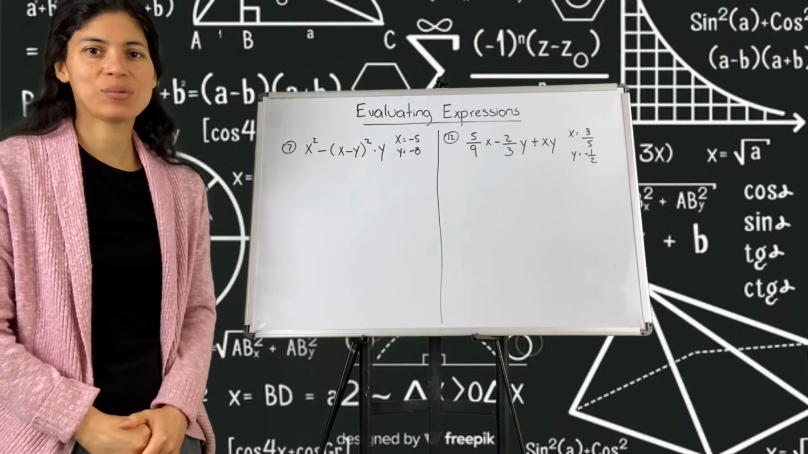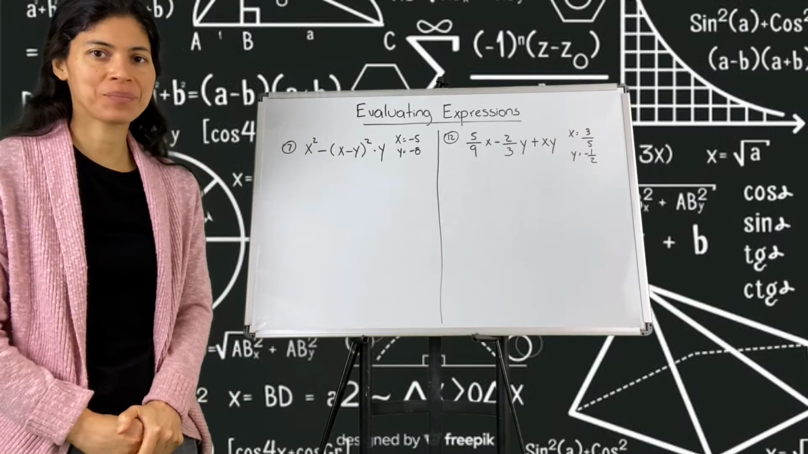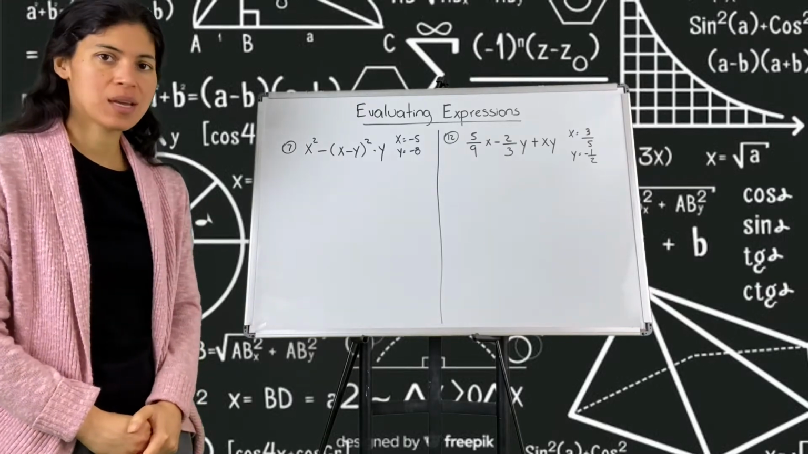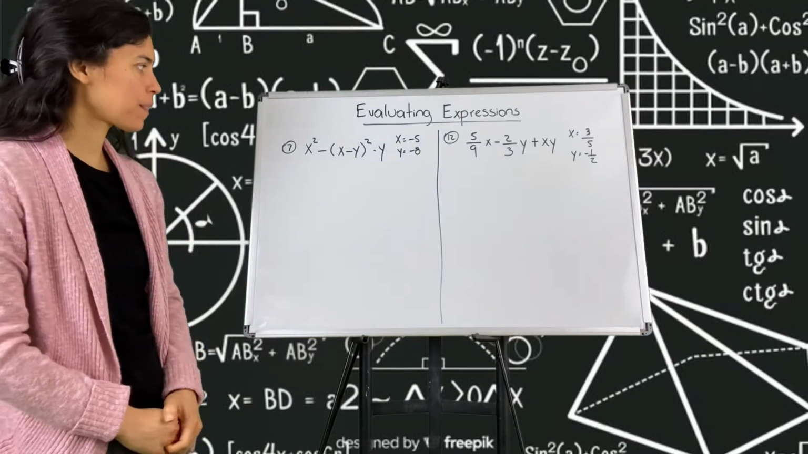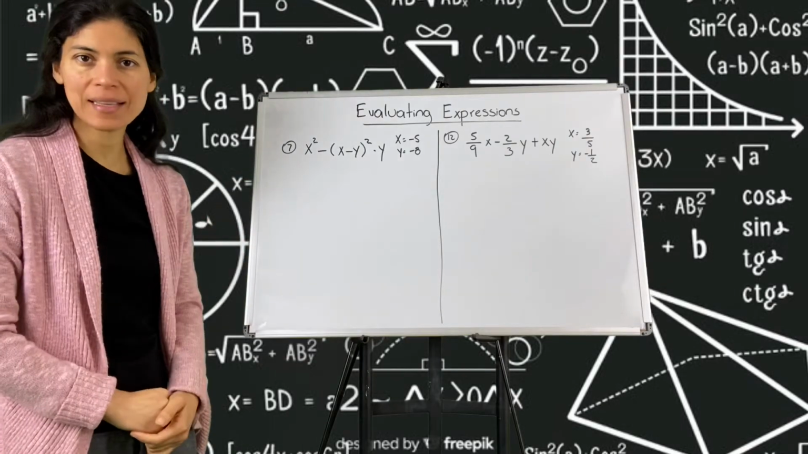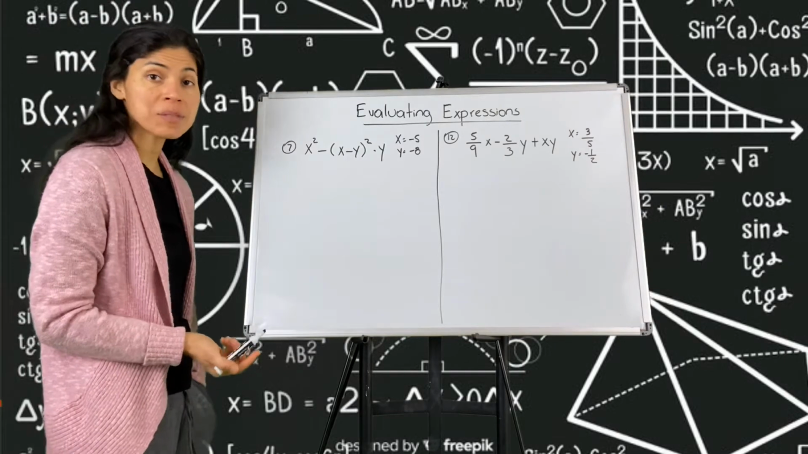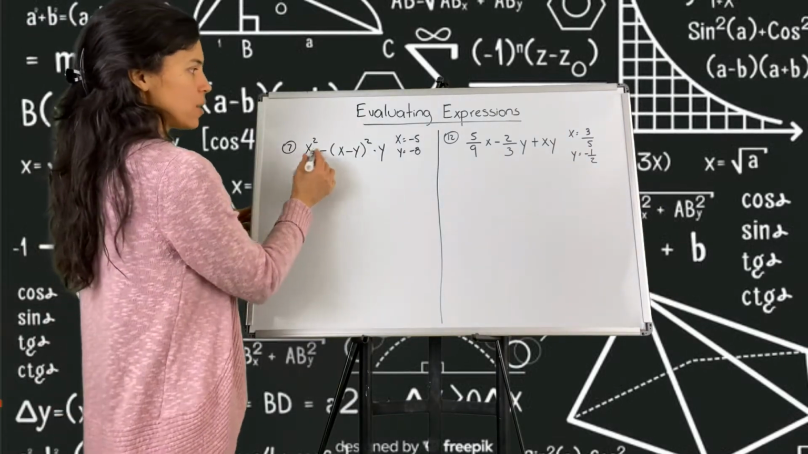Good morning. We're going to do one last practice with evaluating expressions. In your worksheet today, I'm going to do number 7 and number 12. So follow with me. We're going to substitute first the values, right?